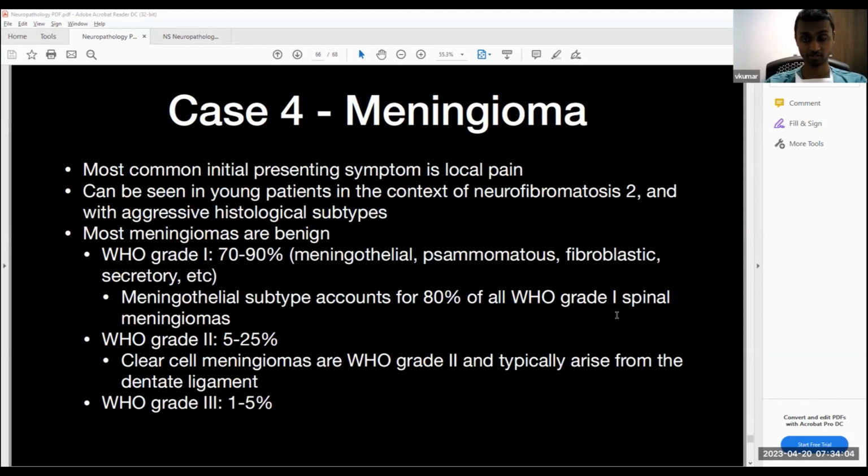They can be seen in young patients in the context of NF2, and those patients have aggressive histological subtypes. Most meningiomas are benign. WHO grade 1 meningiomas account for about 70 to 90%. The subtypes within WHO grade 1 are the meningothelial, psammomatous, fibroblastic, and secretory meningiomas. The meningothelial subtype accounts for about 80% of all WHO grade 1 spinal meningiomas. WHO grade 2 is about 5 to 25%. Clear cell meningiomas are one of these. They typically come from the dentate ligament, and then the least common is WHO grade 3 meningiomas.